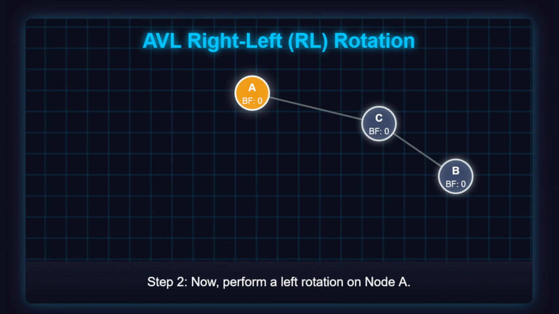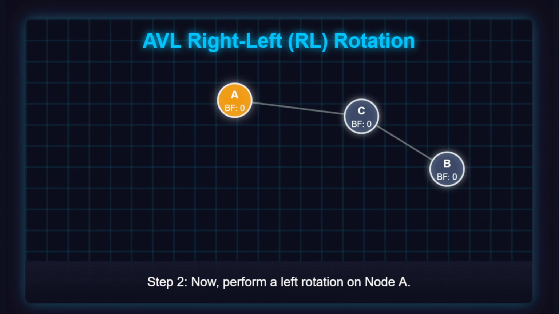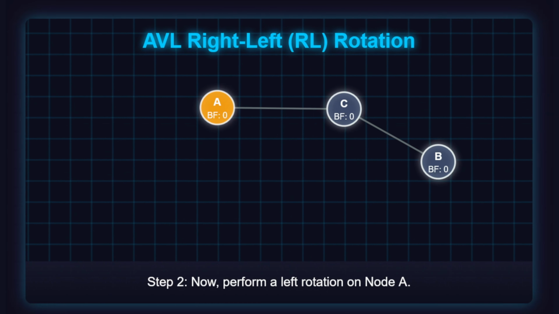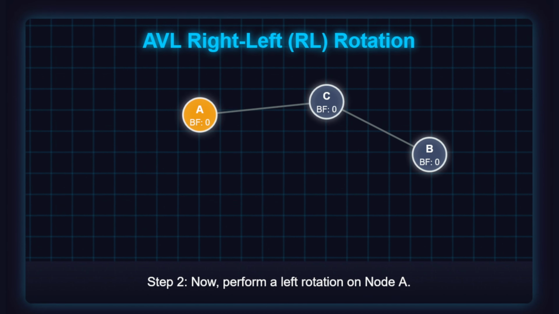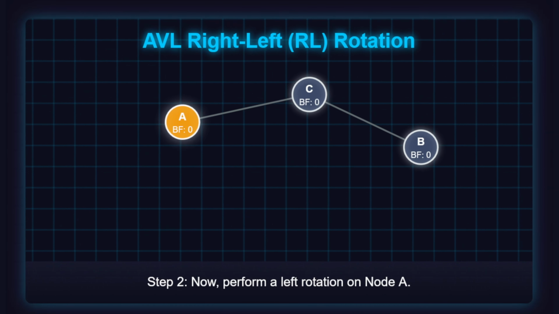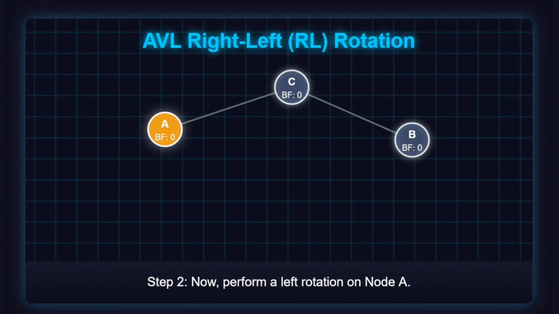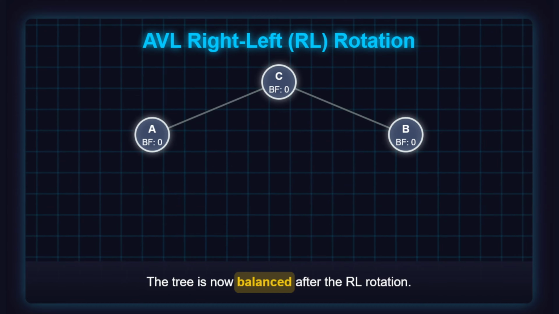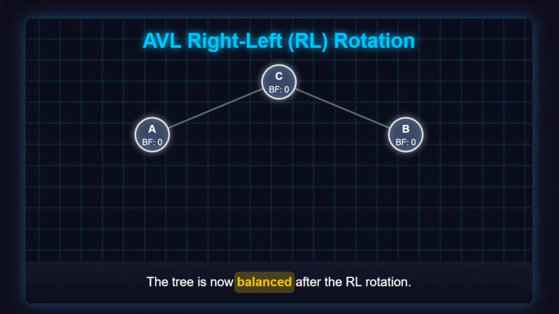Treating the AC structure, which now has C as A's right child, as a single RR case, watch as node C moves up to become the overall new root of the balanced tree. Node A becomes the left child of C, and node B becomes the right child of C. The structure of the tree is now balanced. Let's check the balance factors after the rotations. The tree is now balanced after the RL rotation.